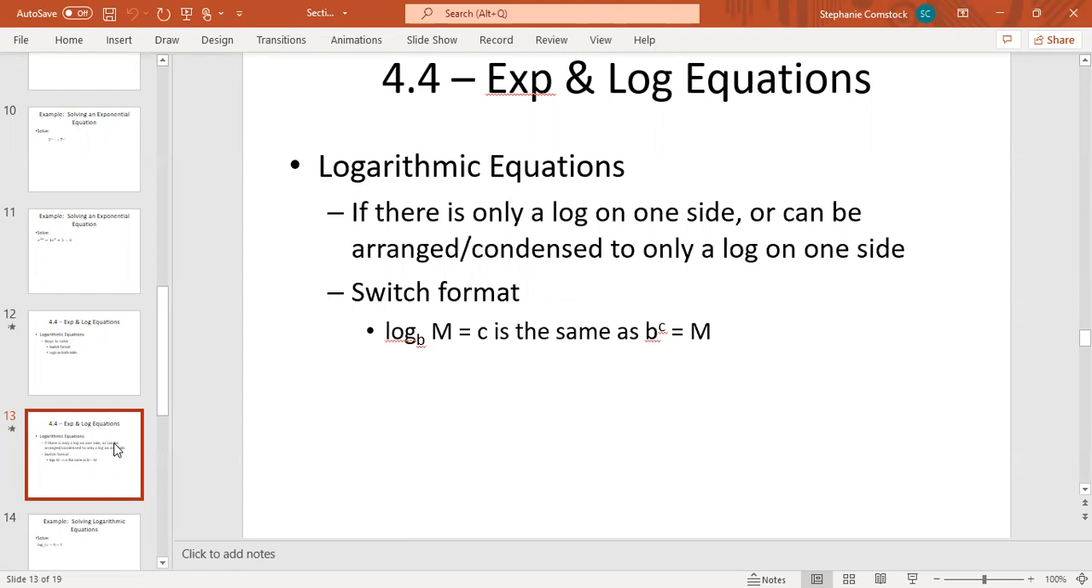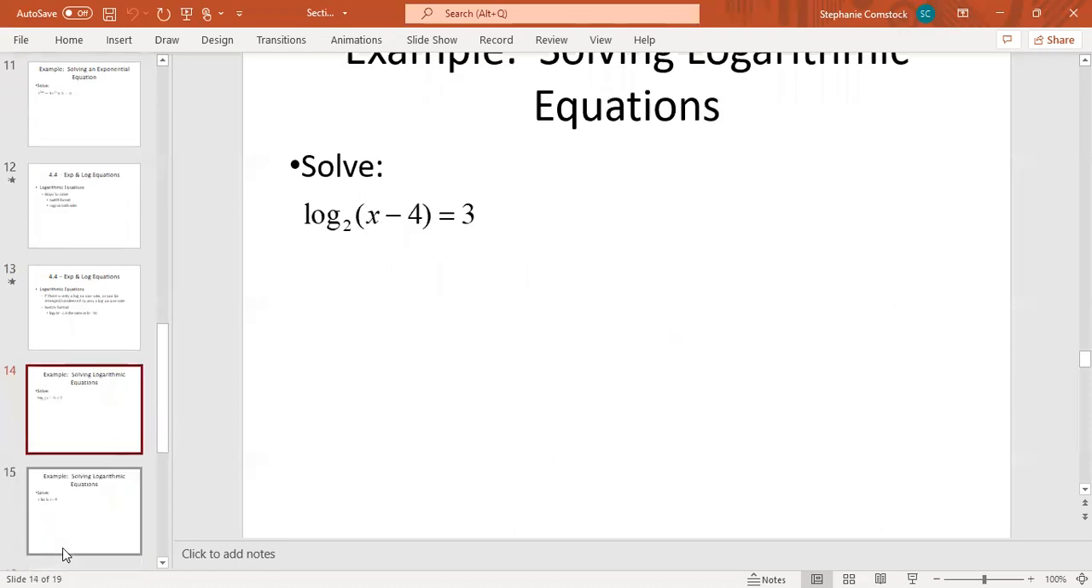Now, one of the key things to look for when you're solving log equations is if there is a single item, typically a number, but it could be a variable, that is by itself, and I can get all the other log stuff on one side, then that is an indication that you're going to be doing this switch format, or processing it back over into another type. Okay, so let's take a look at examples.